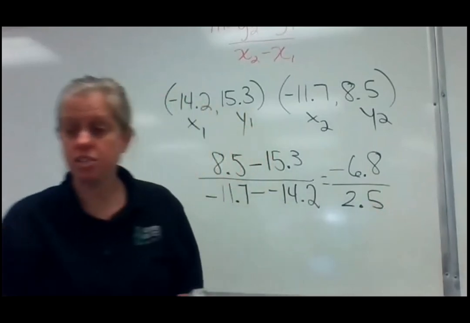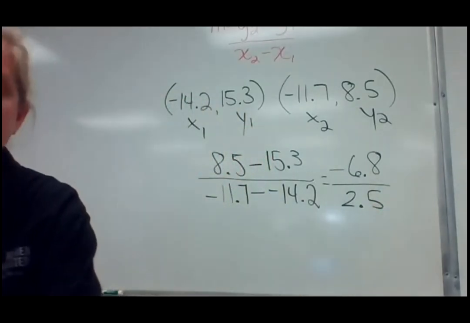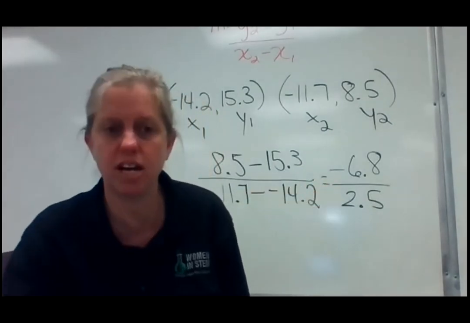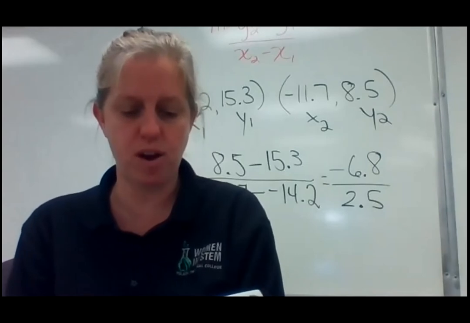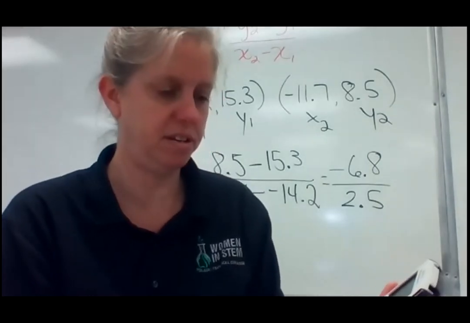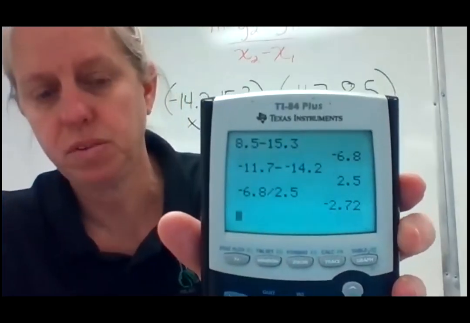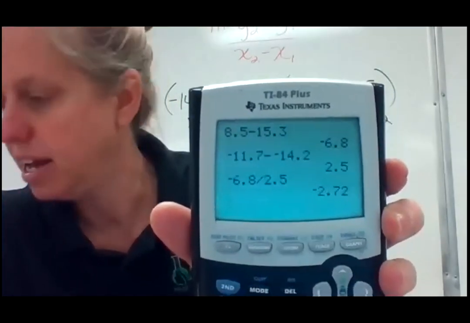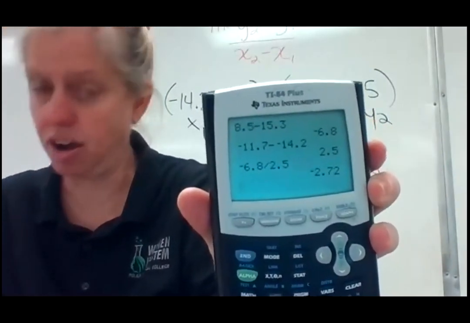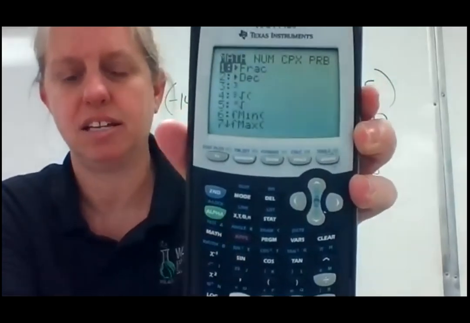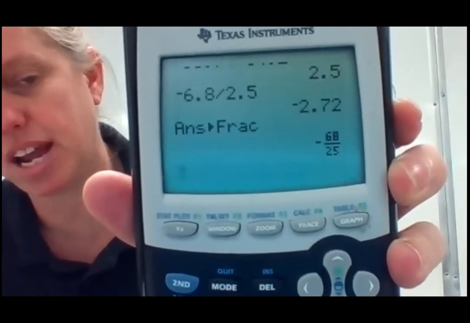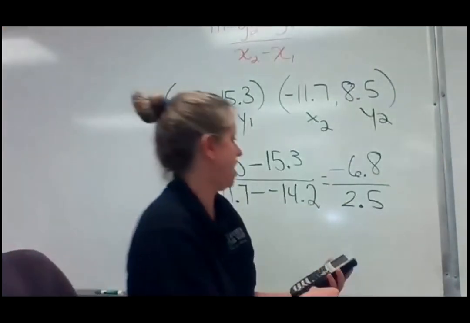So what it wants you to do is says simplify your answer. Well, what does that mean? That means just type this in your calculator and then math, enter it. So I have negative 6.8 divided by 2.5, which gives me that decimal. Okay, and it says it doesn't want the decimal answer. I don't think. Let me look. Nope. So just math, enter that to get the slope, which is negative 68 over 25.